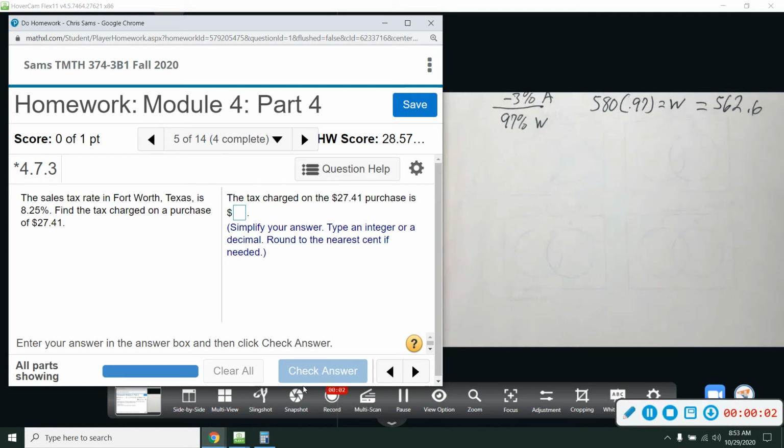Number 5, the sales tax rate in Fort Worth, Texas is 8.25%. We want to find the tax charged on a purchase of $27.41. So finding the tax charged.